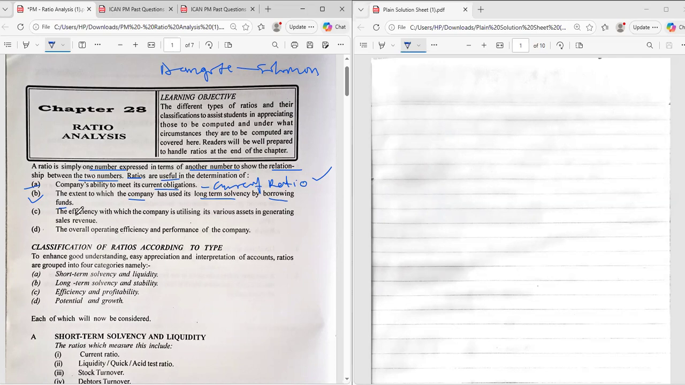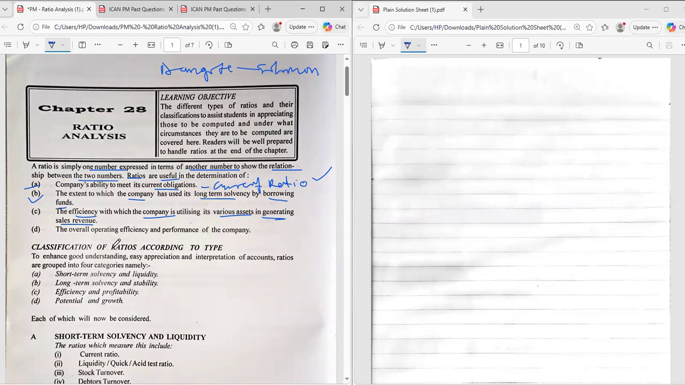The next one is the efficiency with which the company is utilizing its various assets in generating sales revenue. If you want to know how well an asset is being utilized in generating revenue, you use a ratio for it, efficiency ratio. When you were doing your FR and XBRL, you were told that assets are bought to generate revenue. But ratio will help you to determine how much revenue an asset generates. That is what ratio will do.